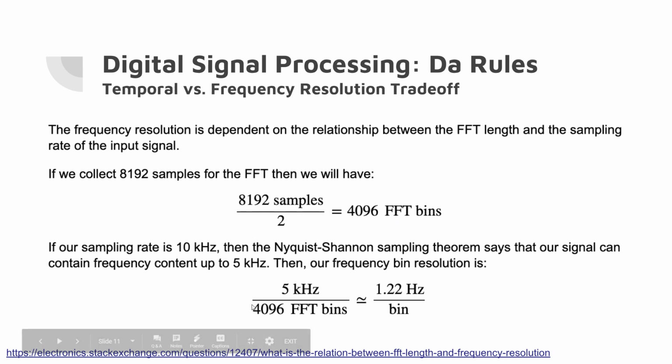And so if I divide a signal that I am sampling at 10 kilohertz by 2, I get 5 kilohertz, and that is the maximum frequency we can observe. If we divide that by the number of fast Fourier transform bins, we can determine the range of frequencies we can observe within any given bin. So the first bin would be from 0 to 1.22 hertz. The second would be from 1.22 to 2.44 hertz, and so on.